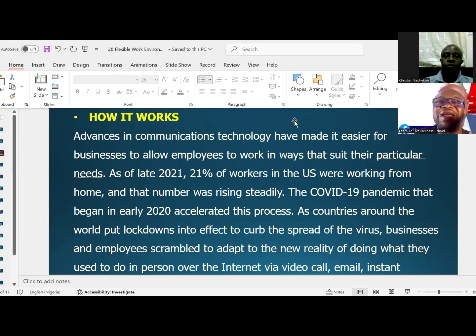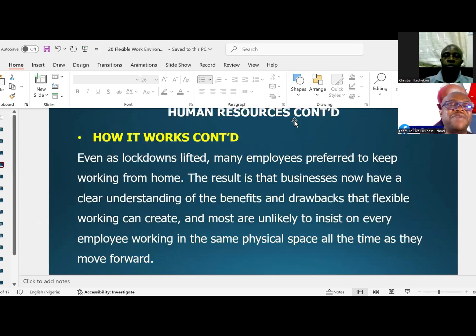Now, you and I know that what we're doing now is a product of COVID-19. Yes, we used to do it, but not as often as this. But after COVID-19, which happened in 2020, since 2021, our video meetings have become more frequent than ever. So this is just an example of a flexible working environment. How does it work?